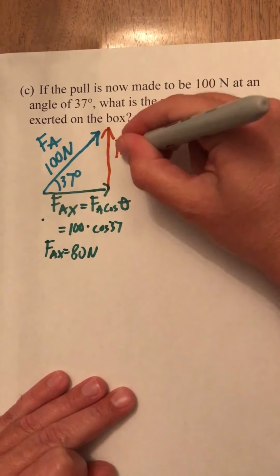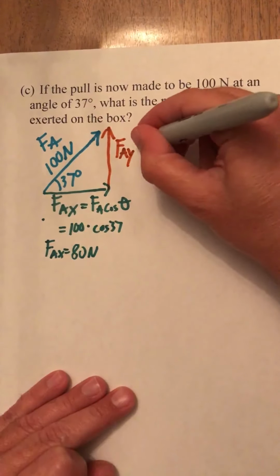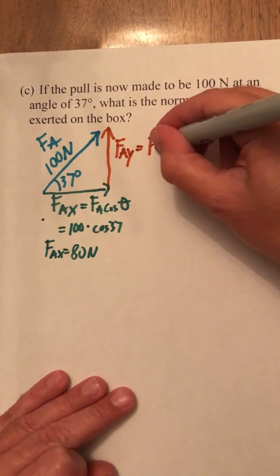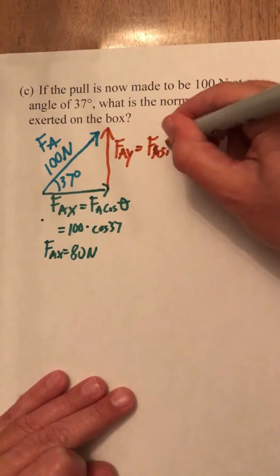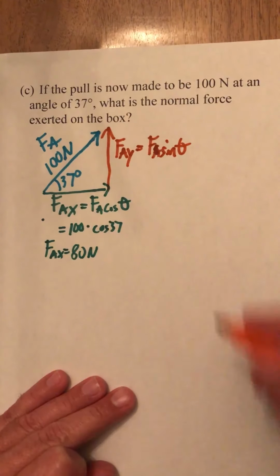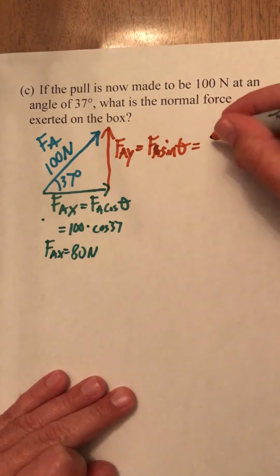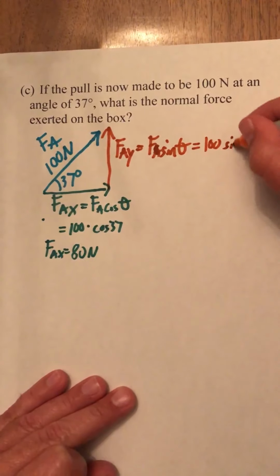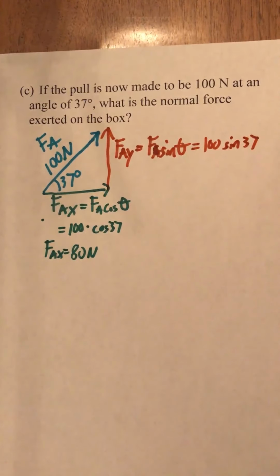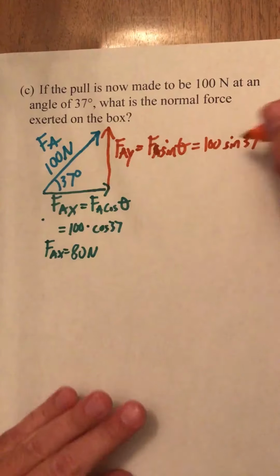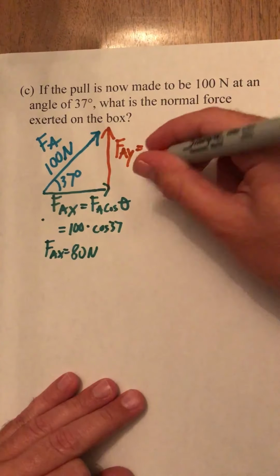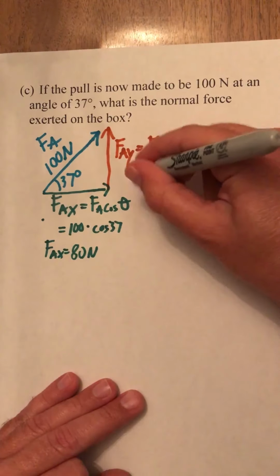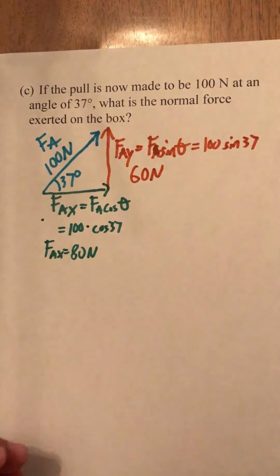FAY we can call it, that's going to be equal to FA times the sine of the angle there. And so if we plug in some numbers from here, we get 100 times sine of 37. And so sine of 37 is roughly 0.6. So this is going to give you about 60 newtons here for FAY.